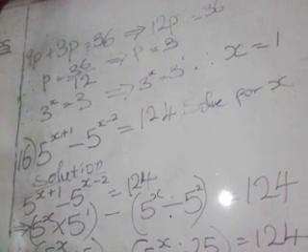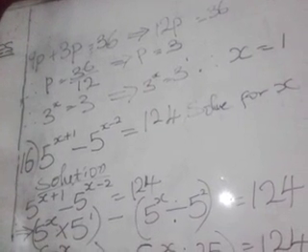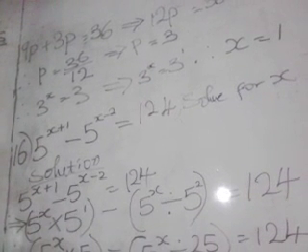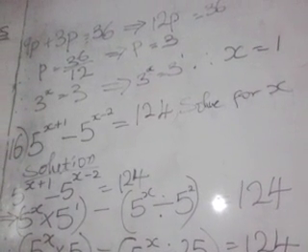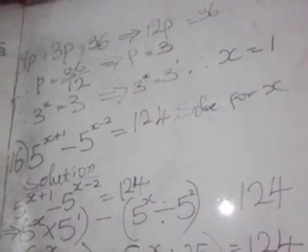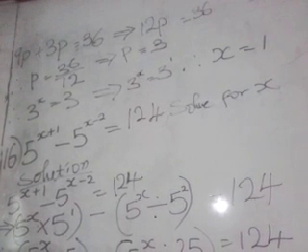So I'm going to remove my p and bring back that 3 raised power x, because we said p is 3 raised power x. So the question now comes back to 3 raised power x equal to 3. Remember, p equal to 3 now means 3 raised by x equal to 3 because we said p is equal to 3 raised by x.